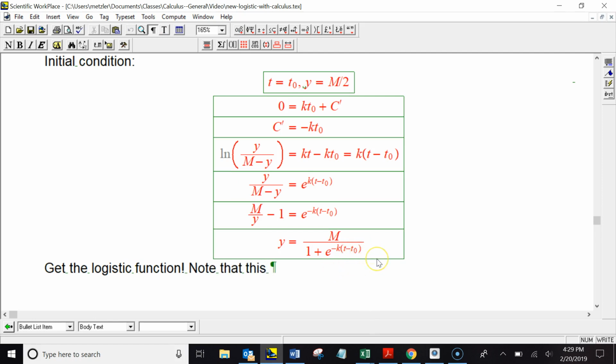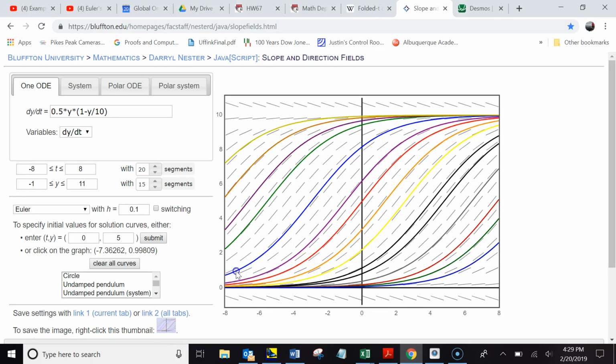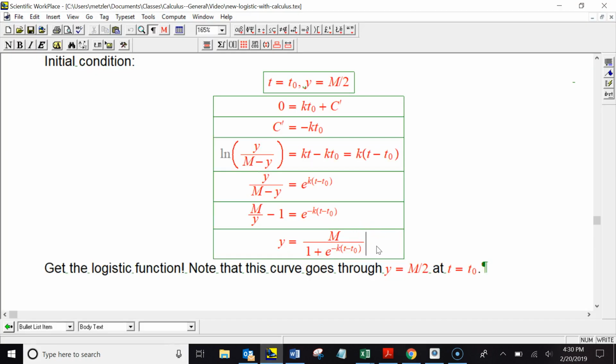Remember the significance of the t naught. This particular logistic curve goes through y equals m over 2 at t equals t naught. It was designed to do that. So that's the meaning. So m is the carrying capacity. K, remember, is a rate constant that's going to tell you what exponential this looks like in this zone down here where you haven't come near the carrying capacity. And t naught is simply when in time you get to half the carrying capacity. So this is how I prefer to write the logistic function.